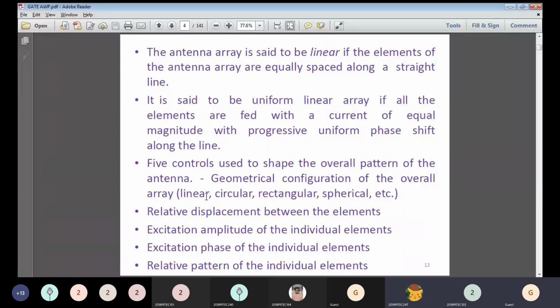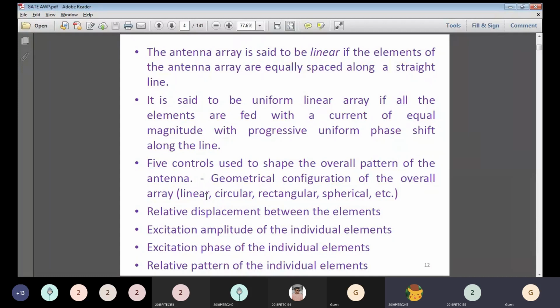Coming to the uniform linear array, we have two forms. One is the linear array, the second one is the uniform linear array. The uniform linear array is one in which the elements are fed with currents of equal magnitude with uniform phase shift along the line. This is going to be called a uniform linear array.